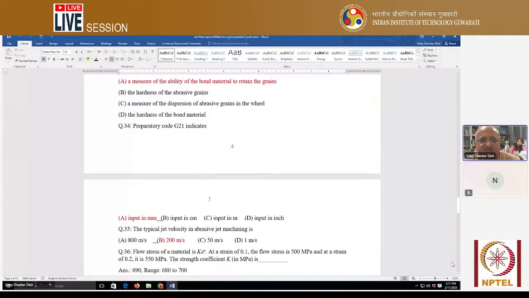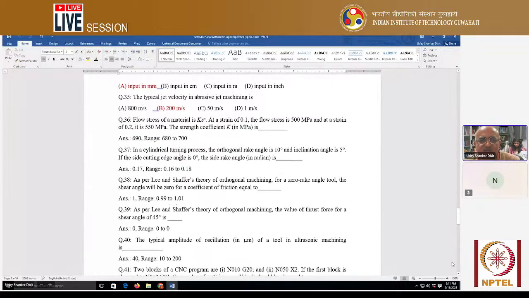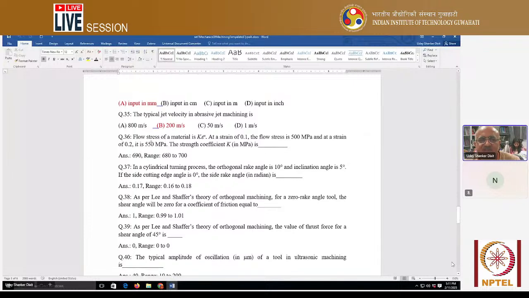Suppose the typical flow stress of a material is K epsilon to the power n. This is from chapter 2, a simple thing. The formula itself has been given. At a strain of 0.1, the flow stress is 500 megapascal. So that means 500 is equal to K 0.1 to the power n, and 550 is equal to K 0.2 to the power n. Then the strength coefficient is... how will you find it out?